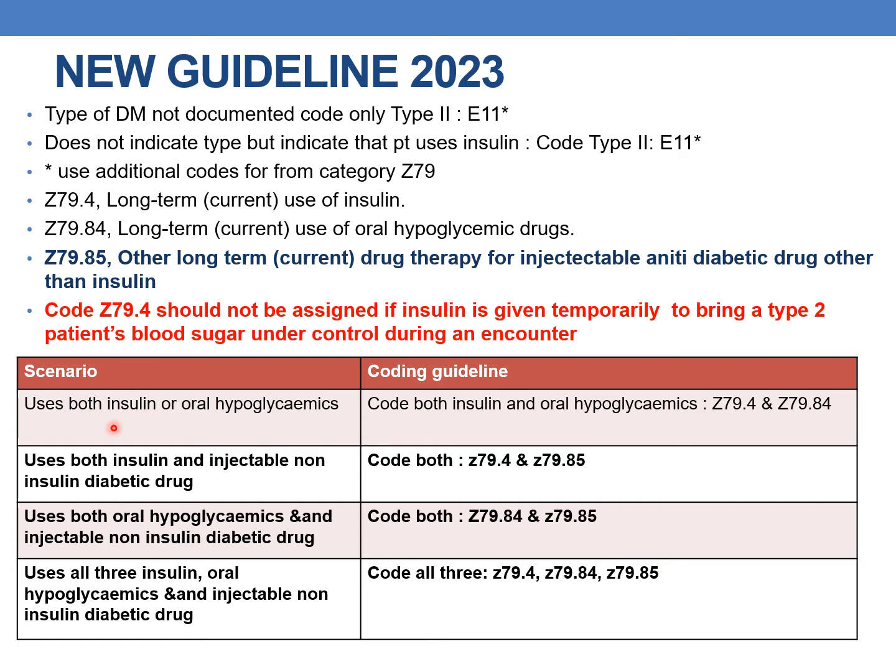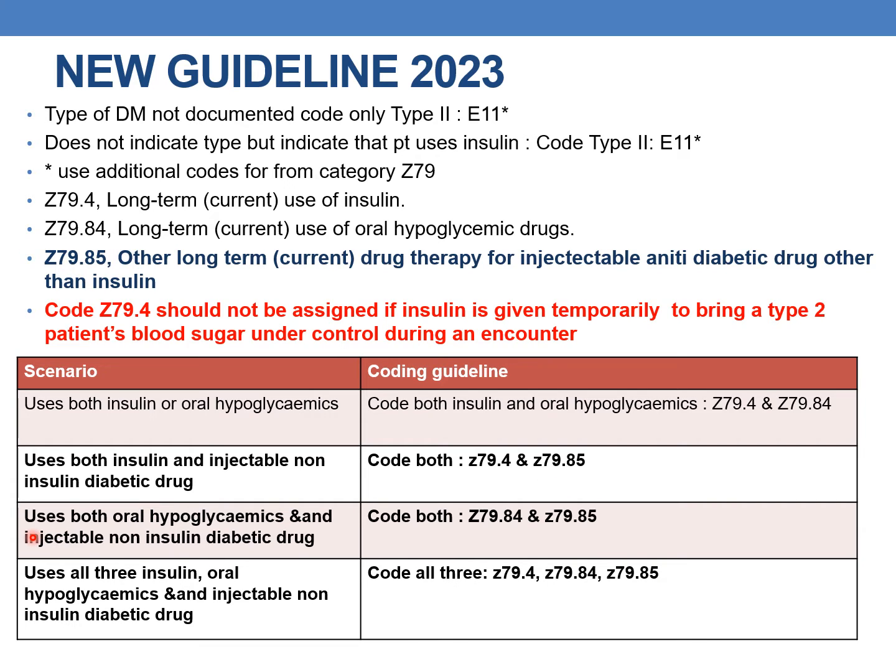If the patient uses both insulin and oral hypoglycemic drugs, you need to code both. That is, in addition to the type of diabetes, you need to assign Z79.4 and Z79.84. And if the patient uses both insulin and an injectable non-insulin diabetic drug, for example Ozempic, in that case you need to code both Z79.4 and Z79.85. This is a new addition.